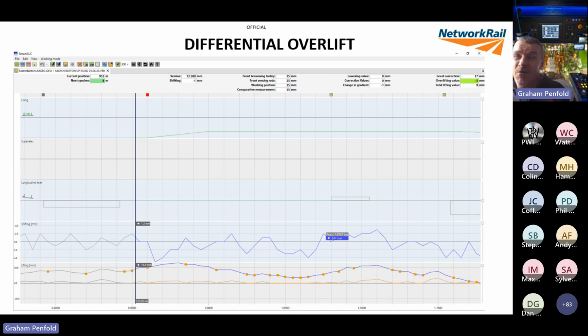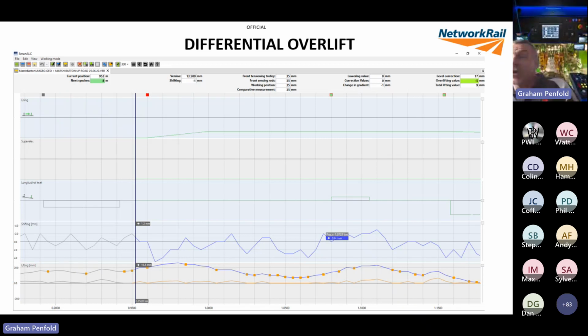Each one of those rectangles is a vertical curve, so you've got some hogs and sags in there, not hags. And then you've got your shifting value, which is your front offsets, which is what your slews are applied as. And then the very bottom graph is the one that we're interested in. It's got the lifting, so that is our level correction. The blue line is our level correction, and the orange line underneath is the overlift applied. If you go at the top, it shows you your total lifting and your overlifting value.